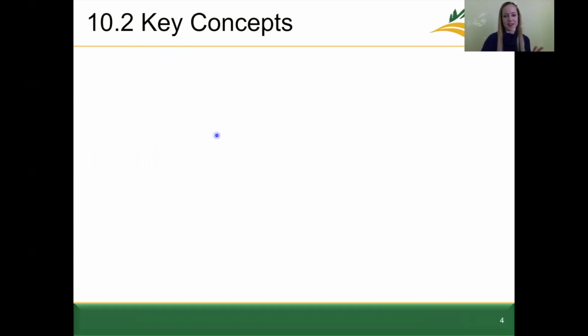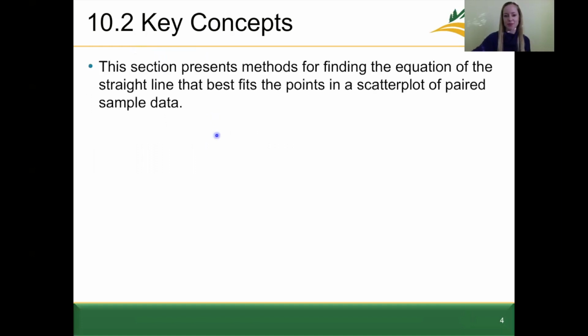So let's first go through the key concepts of 10.2. We'll take a scatter plot that has paired sample data. We'll add a regression line to it so we can get the equation for that regression line. The equation we find will be a straight line. So if you remember y equals mx plus b, we'll work with that today in 10.2.